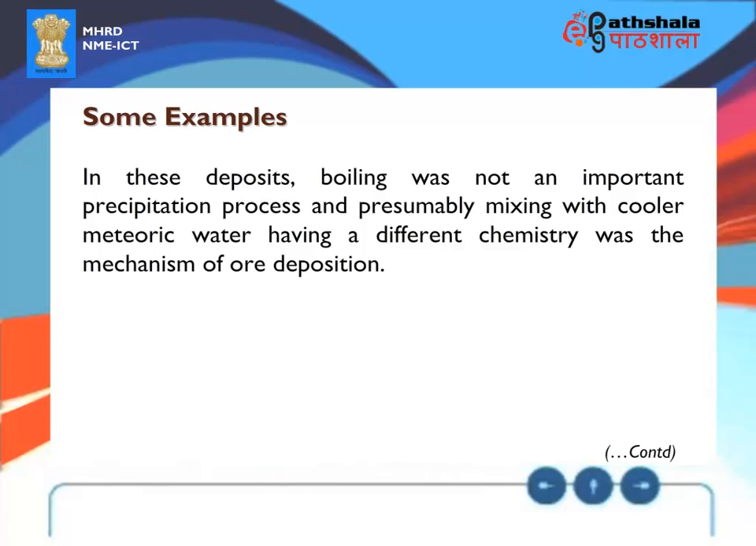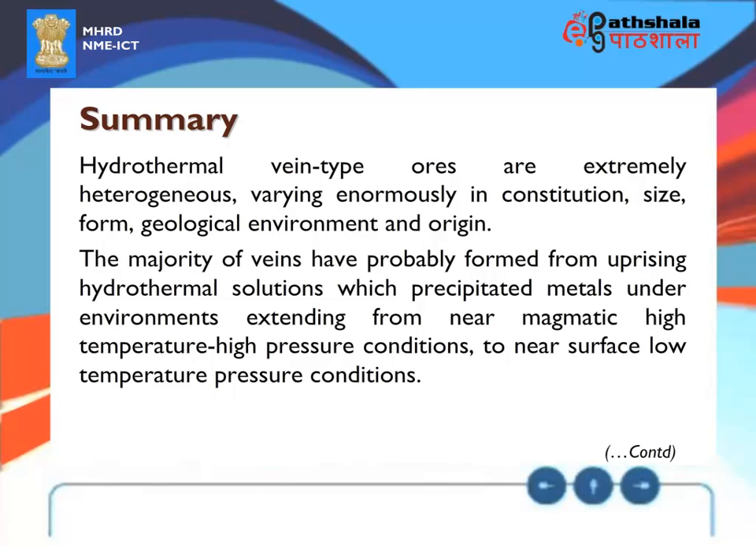In these deposits, boiling was not an important precipitation process, and presumably mixing with cooler meteoric water having a different chemistry was the mechanism of ore deposition. Summary: hydrothermal vein-type ores are extremely heterogeneous, varying enormously in constitution, size, form, geological environment, and origin.